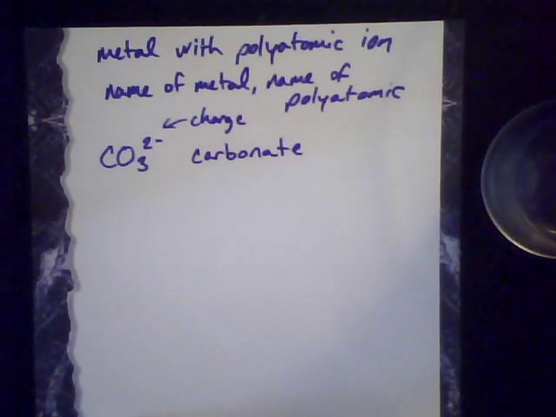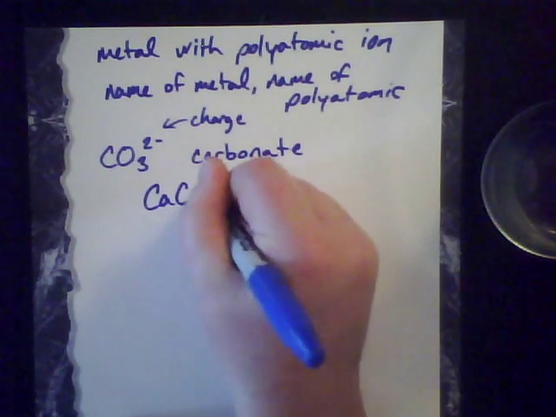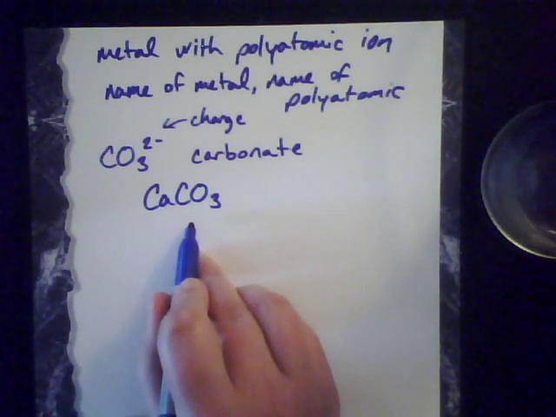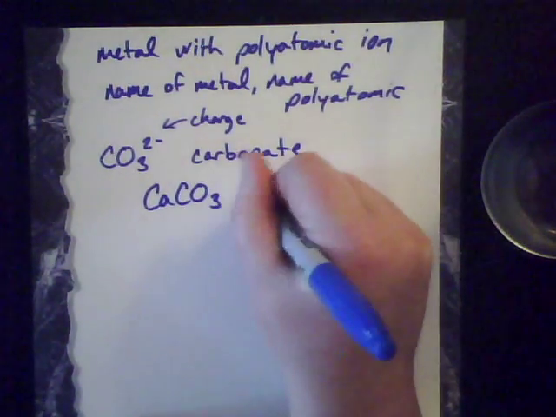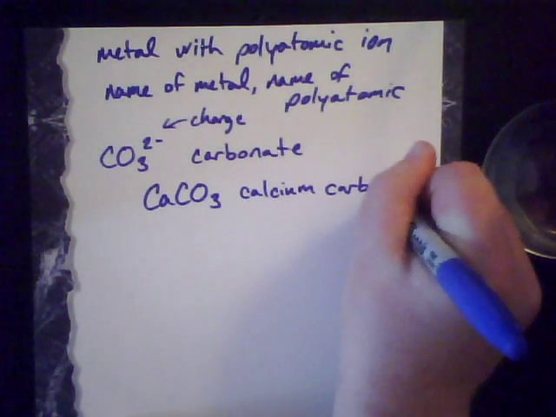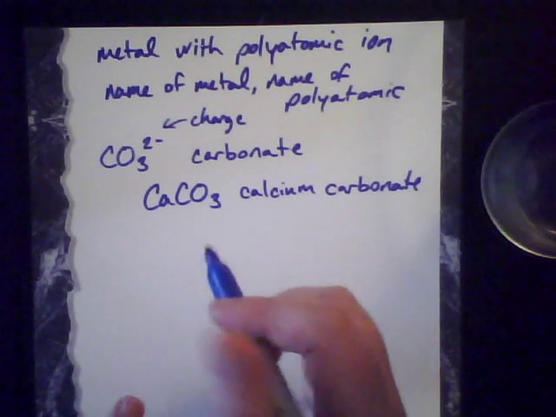Carbonate is really important. It's involved in a lot of different types of chemistry. Calcium carbonate is usually the go-to example for this. Name of the metal, calcium. Name of the polyatomic, carbonate. Calcium carbonate is the primary component in chalk. It's kind of a chalky substance in general that's used for a lot of different things. It absorbs a lot and all that kind of stuff.